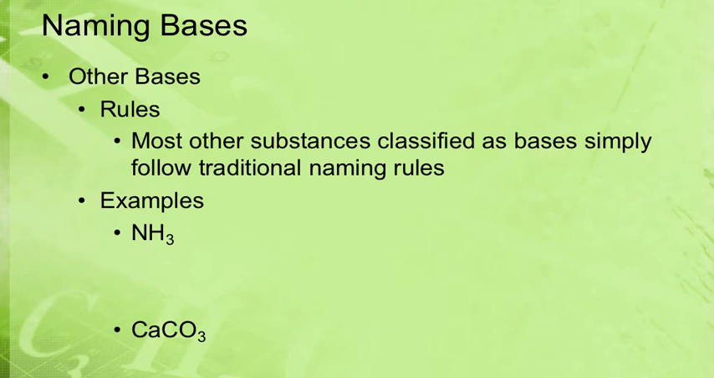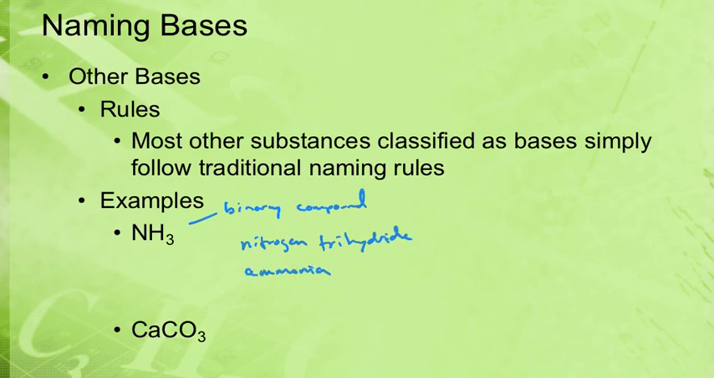And then outside of the hydroxides, of course, you're going to need to use some of your other naming rules. NH3, this is one of your binary compounds from first semester. All right. This one, you can name it two ways. You can either call it nitrogen trihydride, which is its formal name, okay? Or you can call it ammonia, right? That's the common name of NH3, ammonia. And then CaCO3, calcium carbonate.